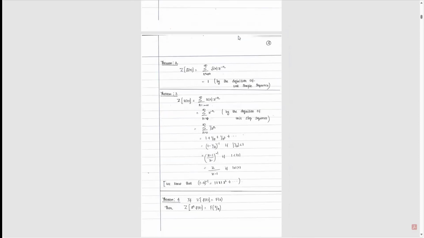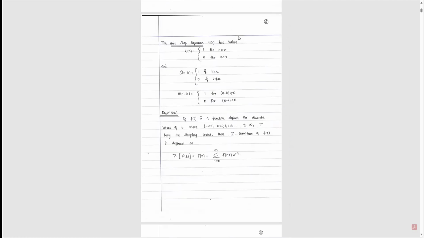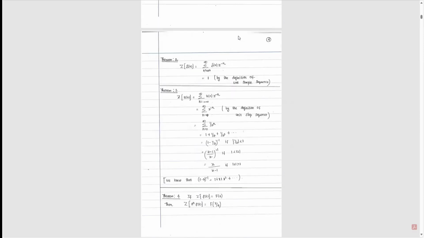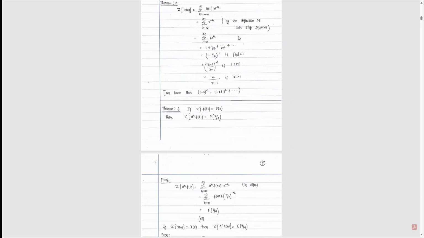Sorry, just a second. We have done this for the unit step sequence u(n). Yes, we are doing it for this unit step sequence u(n). So this is the Z transform of the unit step sequence. Did you get each and every step till here? Yes, ma'am. Okay.